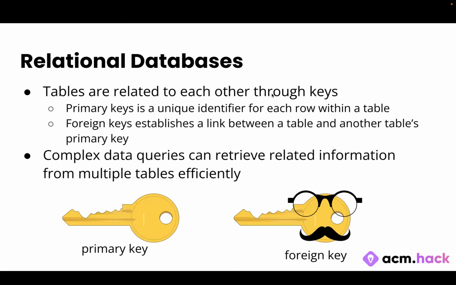So relational databases are really helpful because they can be used to relate multiple different tables together through something called keys. And basically, there are two types of keys. There's a primary key, which is a unique identifier for each row within a table, and a foreign key, which establishes a link between a table and another table's primary key. Right now, it might seem a little confusing, but on the next slide, we'll go over an example where I think a visual will make it a little bit clearer. And basically, this structure makes it really easy for us to retrieve related information from multiple tables efficiently and use complex data queries to get very specific data, which is stored in our database.